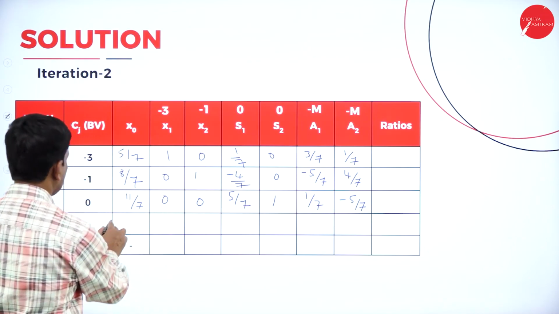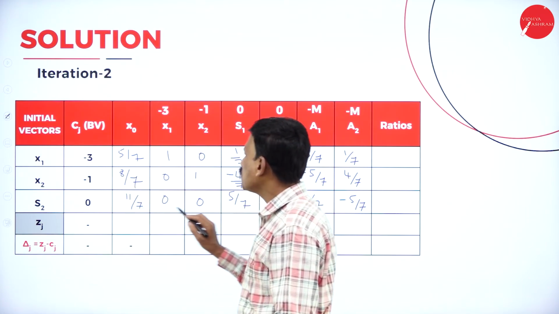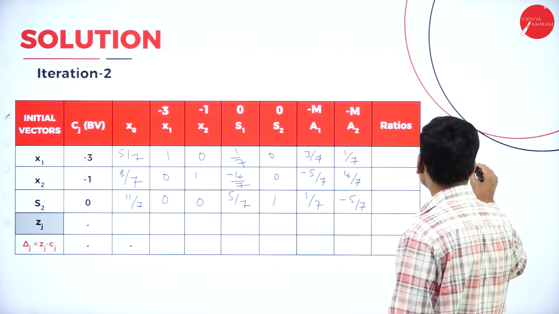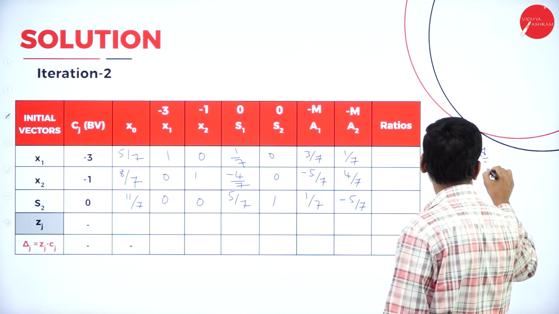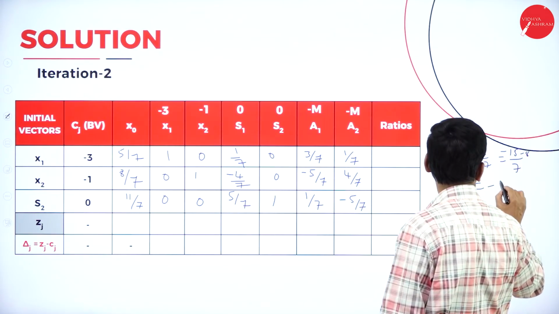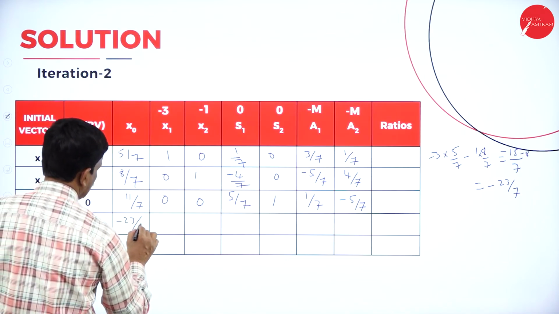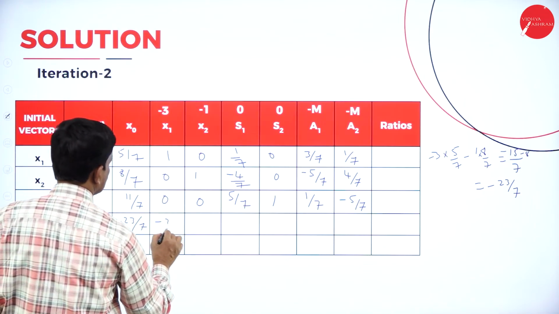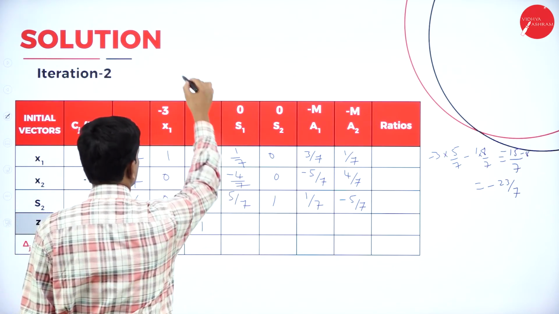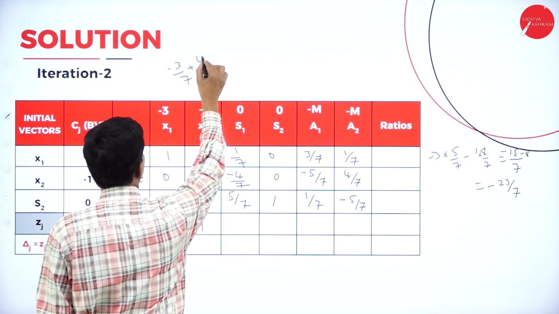Now similarly find out the value of delta J, Zj. Zj is equal to minus 3 into 5 by 7 minus 1 into 8 by 7. Take LCM, 7 is LCM, minus 15 minus 8. This is minus 23 by 7. So you will get here minus 23 by 7. This is minus 3. Again this is minus 1. Again minus 3 by 7. Minus 3 by 7. Minus into minus plus 4 by 7.